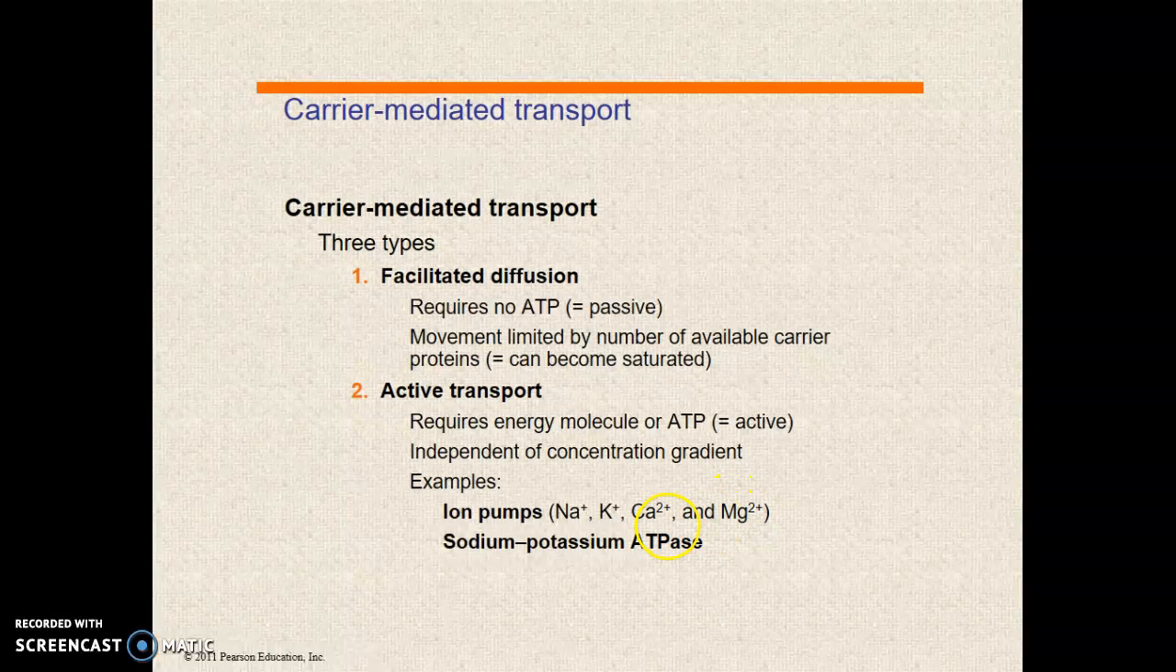Now, it says here independent of concentration gradient. So what's happening is let's say the cell requires magnesium, it's going to pump magnesium into the cell, regardless of the concentrations outside or into the cell. And then our sodium-potassium pump is our key exchange pump.